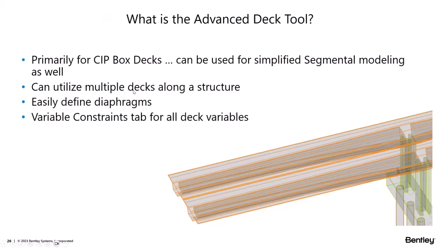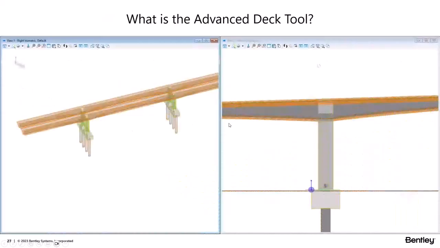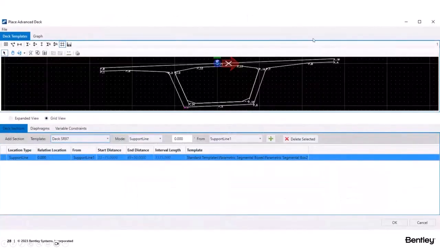So it can be used to place multiple decks along the structure. You can easily add diaphragms with it, and then all of your variable constraints are available to you as well. So this is kind of the resulting structure I was able to model. I was able to very quickly go in and add the diaphragms over all of the interior supports here. I was able to vary the depth of the box. And when you're using the tool, it looks something like this, the Place Advanced Deck tool.